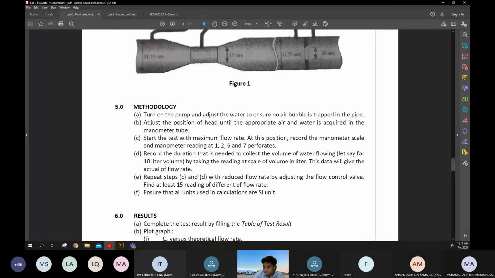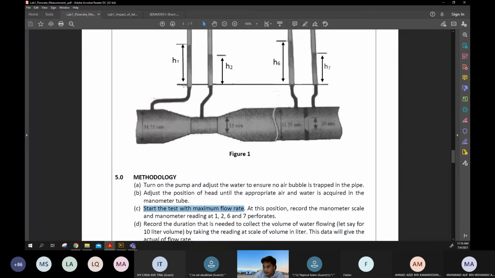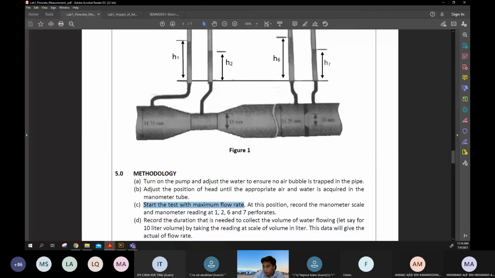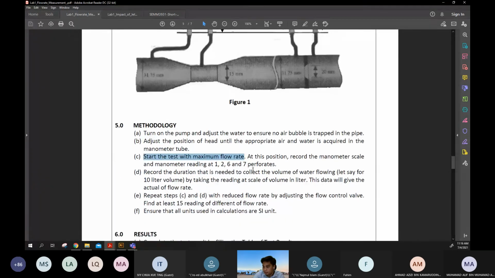Turn on the pump, start the position head until the appropriate air and water level is acquired at the manometer. This is the setting. You need to start the test with maximum flow rate. This is very important. At this position, record the manometer readings at points 1, 2, 6, and 7. Record the duration needed to collect the volume of water flowing, let's say 10 liters. This is fixed.